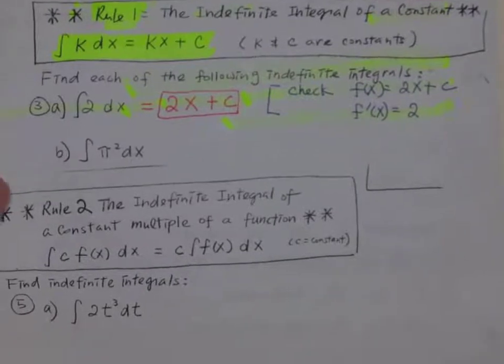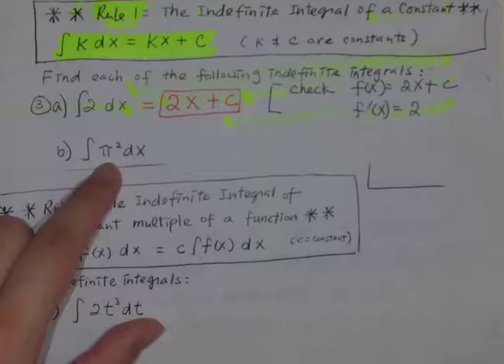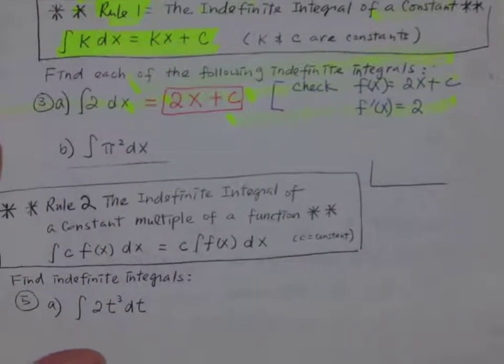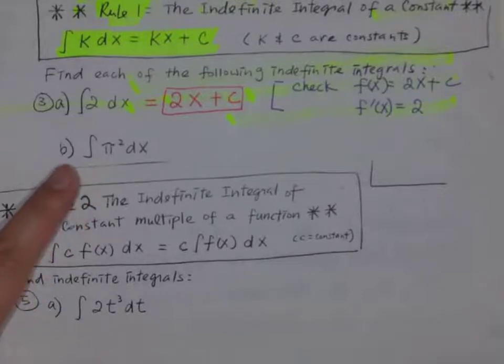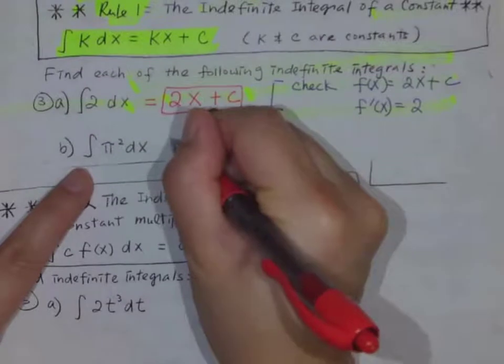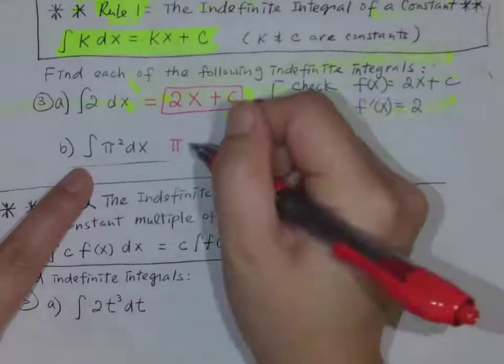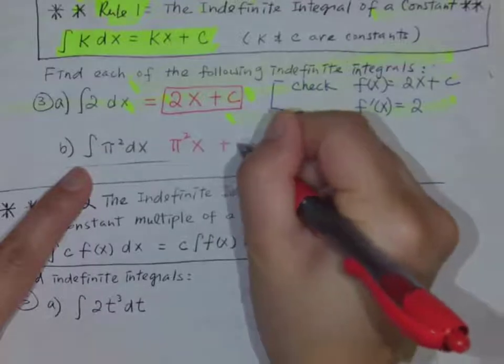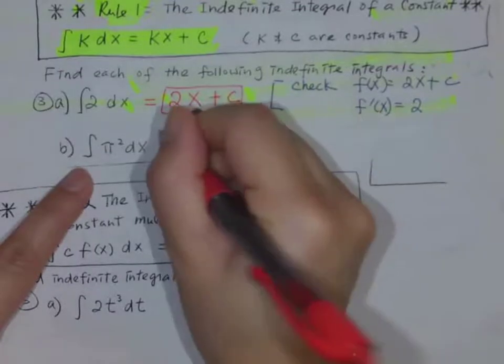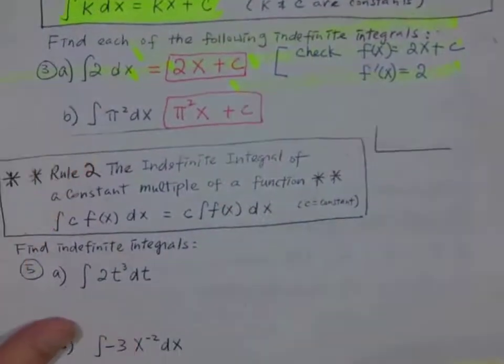Okay, so b, even though it looks kind of weird, pi squared is just a number, right? So it's taking the integral of a regular number. So again, we started with pi squared, and then we need to add back an x, and then we add a constant. So that's all you do when taking an integral of a constant.